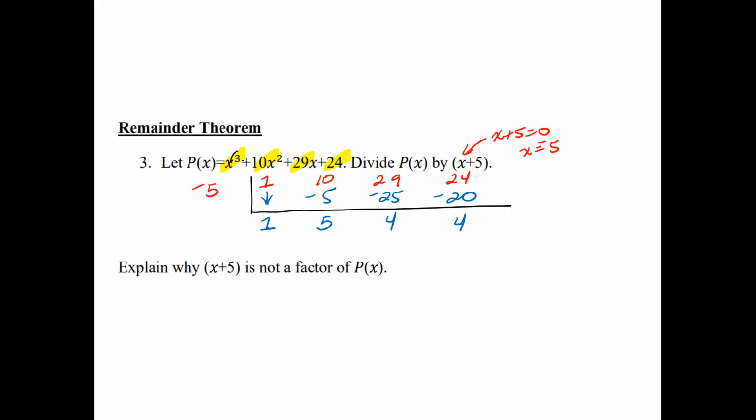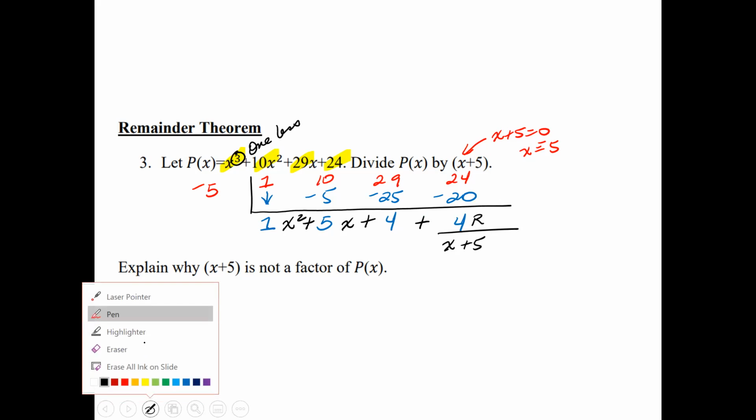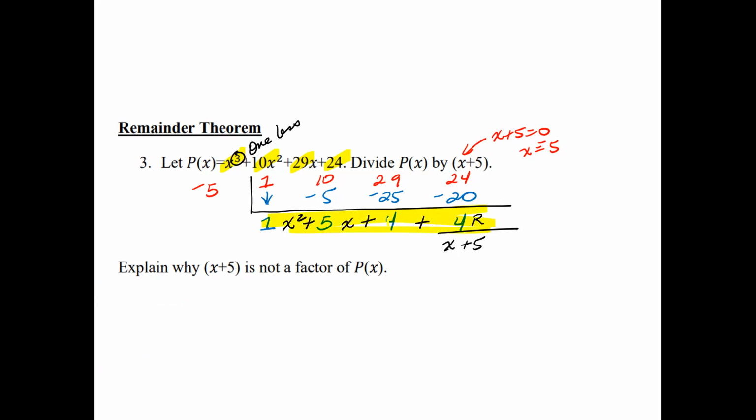And so then look, this is x cubed, right? So it's going to be 1 less. So you're going to start off with 1x squared plus 5x plus 4, plus 4, which is your remainder, over x plus 5. And this, you guys, is your answer.